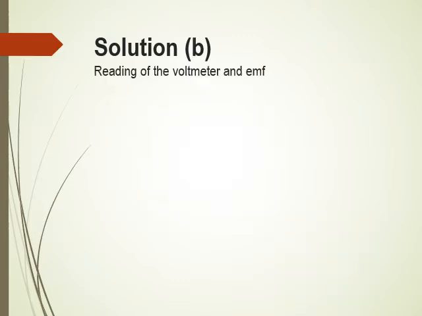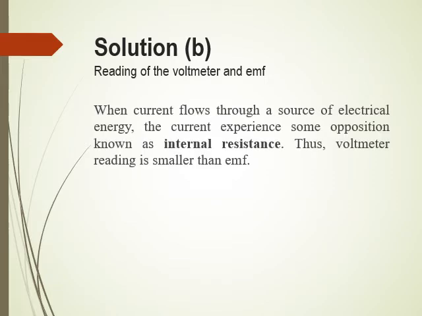Why is the reading of the voltmeter not the same as the value of EMF? That is because when current flows through a source of electrical energy, the current experiences some opposition known as internal resistance. Thus, the voltmeter reading is smaller than the EMF.